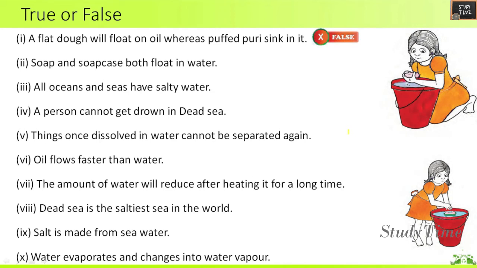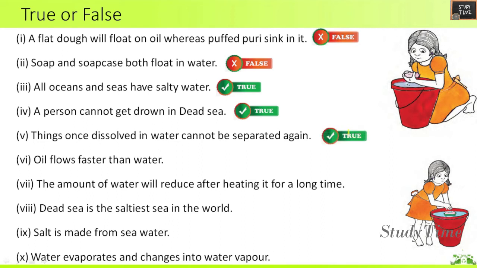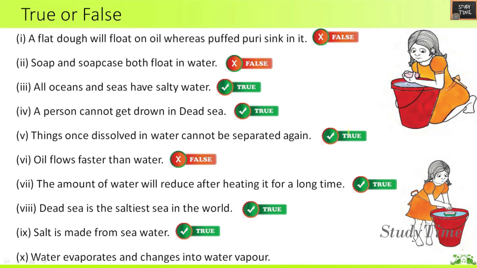The answer is false. Soap and soap case both float in water: false. All oceans and seas have salty water: false. A person cannot get drowned in the Dead Sea: true. Things once dissolved in water cannot be separated again: false. Oil flows faster than water: false. The amount of water will reduce after heating it for a longer time: true. The Dead Sea is the saltiest sea in the world: true. Salt is made from seawater: true. Water evaporates and changes into water vapor: true.